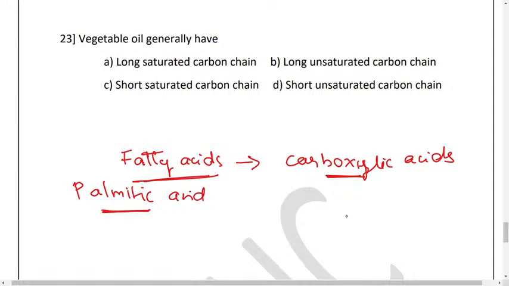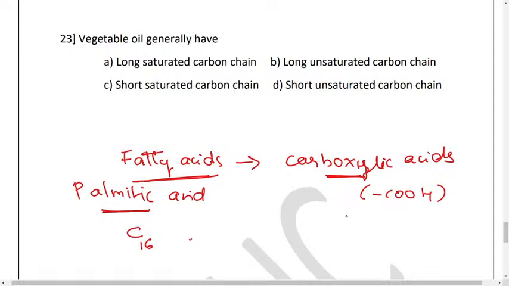No need to study this for your reference. Palmitic acid means it contains 16 carbons. See, 16. See here, long chain. Out of 16 carbons, one is of a carboxylic group. You know the formula of carboxylic group, COOH. Remaining 15 are there in that chain. A long chain is there here.